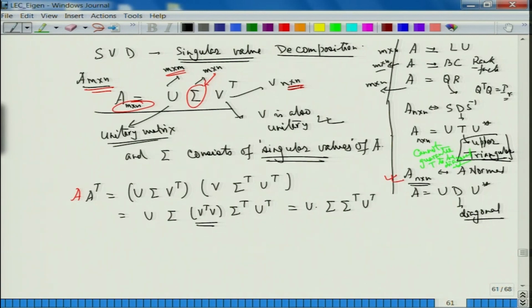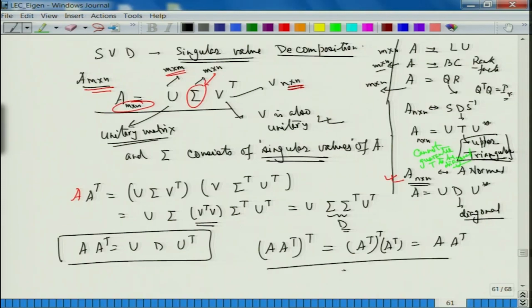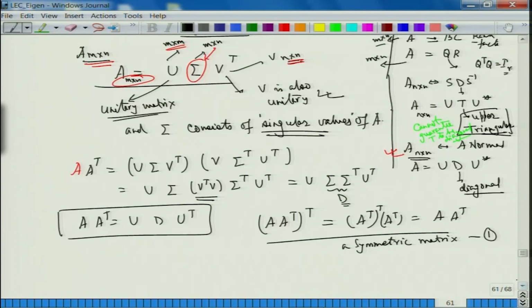This is more important for me. Understand this, that if I write this matrix as D, fine, I have got A A transpose as U D U transpose. Fine. Now, what is A A transpose? Look at this matrix A A transpose. Take the whole transpose of this. You get A A transpose whole transpose, and this is the same as A A transpose. So, a symmetric matrix. A symmetric matrix. That is one thing. I observe that this is a symmetric matrix. That is the first thing we observe.